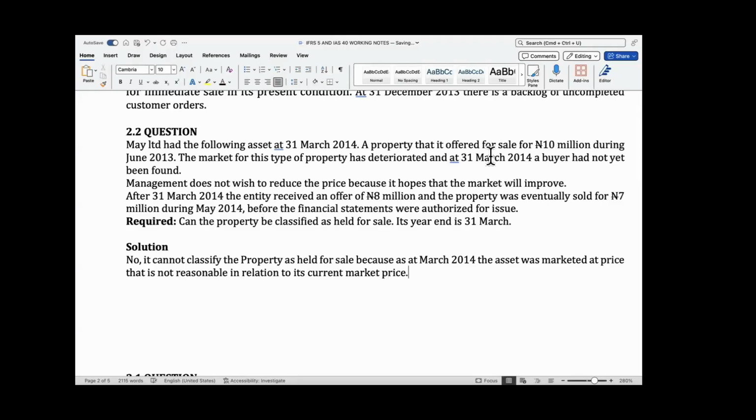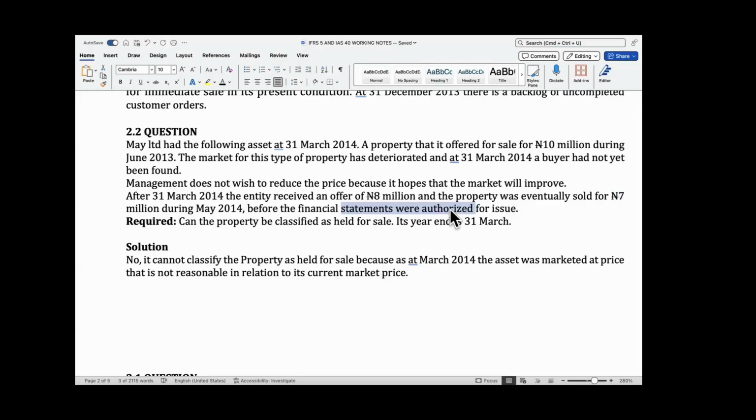They would have sold it, but they said, no, we are not going to reduce our price. Even in March, somebody came and offered them 8 million. They said no. Eventually, they now sold it for 7 million. So why this question is important is that some people might say, they have sold it in March before the financial statements were authorized for issue, and they might think it's an adjusting event. No, it's a non-adjusting event.